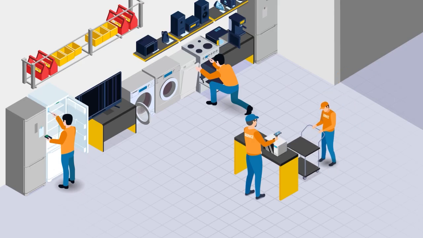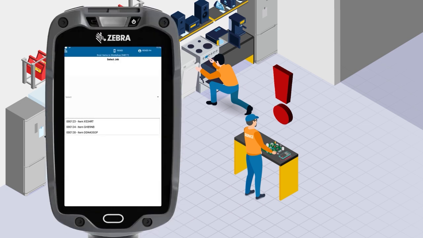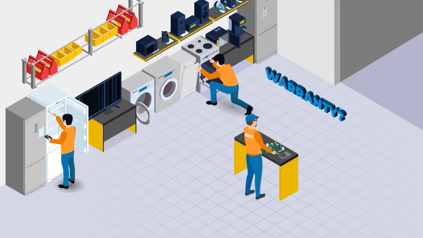At the workshop, the technician strips the item to identify the fault. This step is called strip and quote. A job is created in Syspro, and materials needed for the repair are scanned and allocated to the job using TransLution. For non-warranty items, a customer quotation is generated.